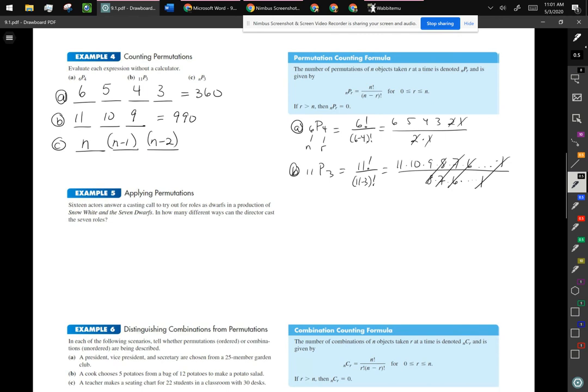The only other thing that you want to consider is that if you ever have a situation where r is greater than n, like 4P6, you start with a larger number, then you're going to end up with 0.